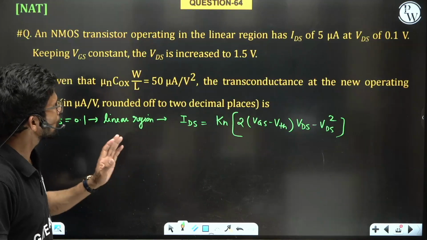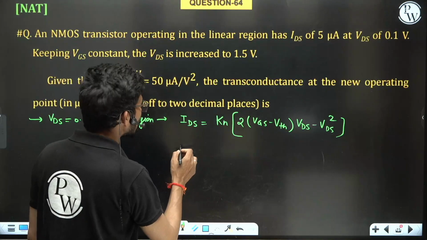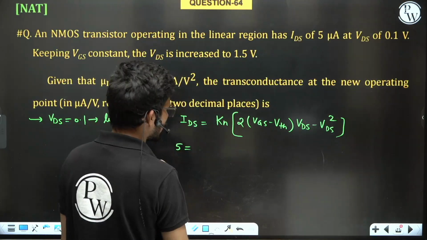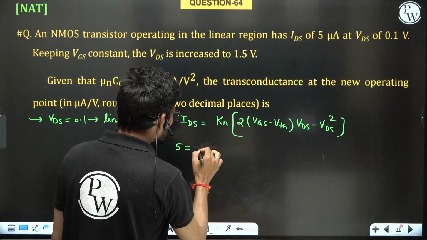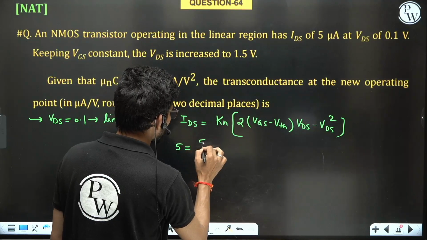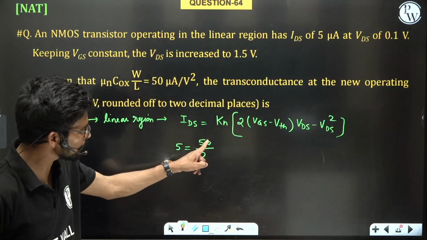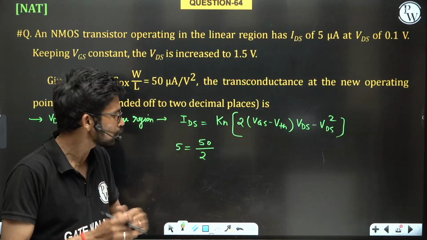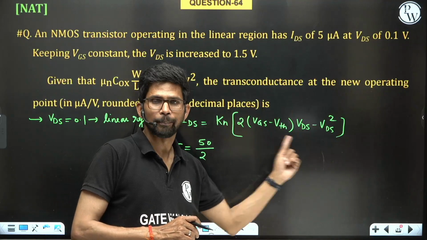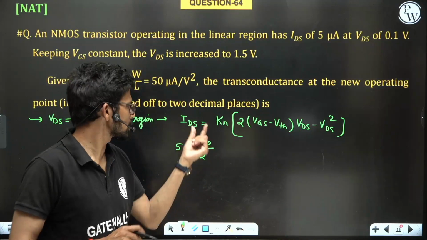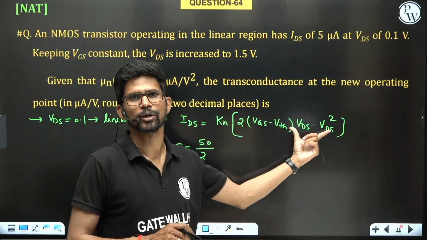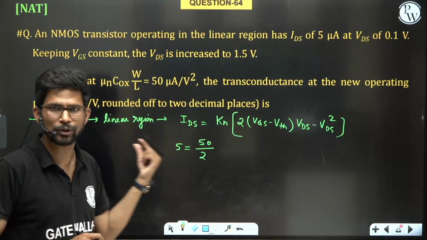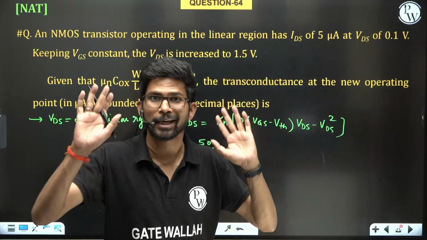So Kn, where Kn is mu n Cox W by 2L, and IDS is given as 5 microampere. Mu n Cox W by L is 50 divided by 2. This is in microampere per volt square, and this is in microampere, so the bracket thing should be in volt square, so that microampere per volt square into volt square will be microampere, equal to microampere. Take care of the unit always.